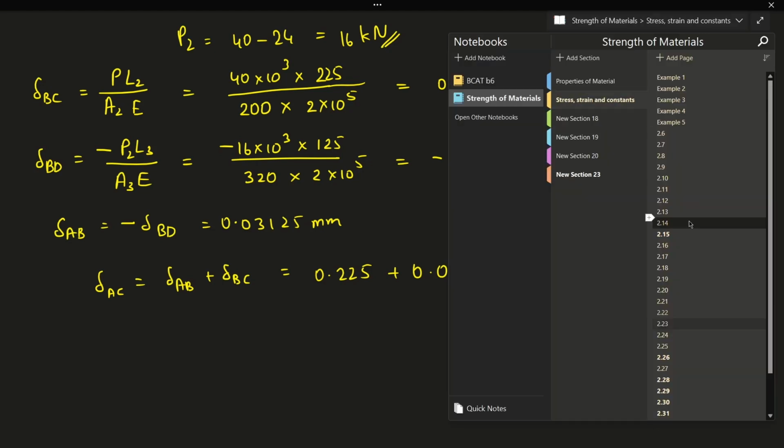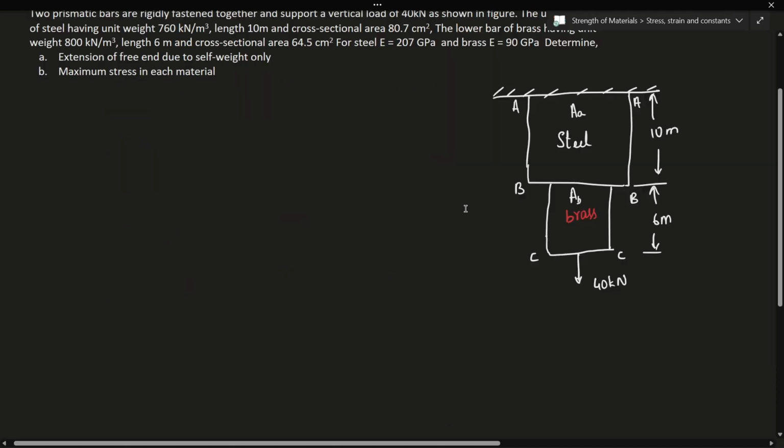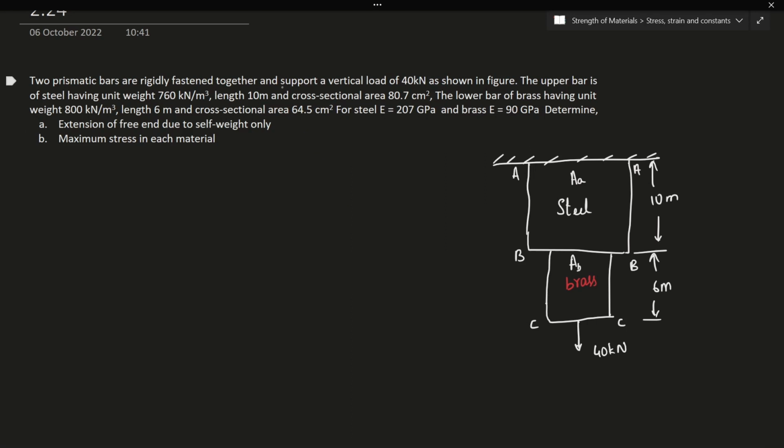Right, so let me move to the next question. So here we have two prismatic bars rigidly fastened together that support a vertical load of 40 kilonewton as shown in the figure. The upper bar is steel, having a unit weight of 960 kilonewton per meter cube. So I'll just simply take down the values as it goes along. So the load, I'll make it as P, equal to 40 kilonewton. Okay, and for steel I'll use the subscript S, and for brass I'll use the subscript B.